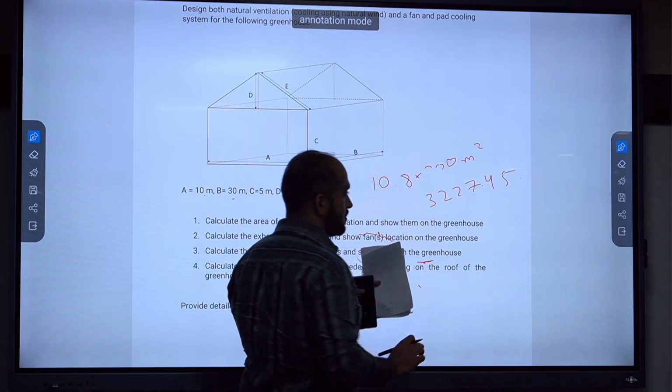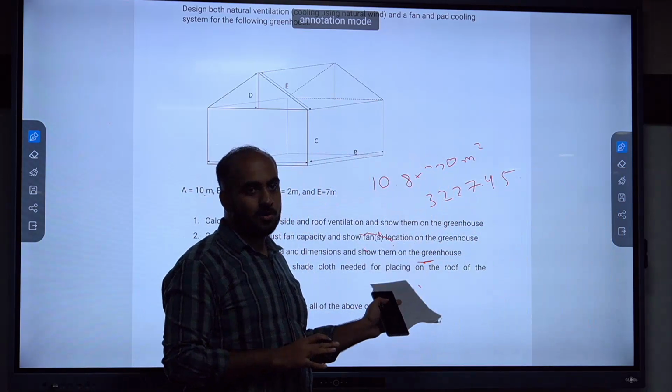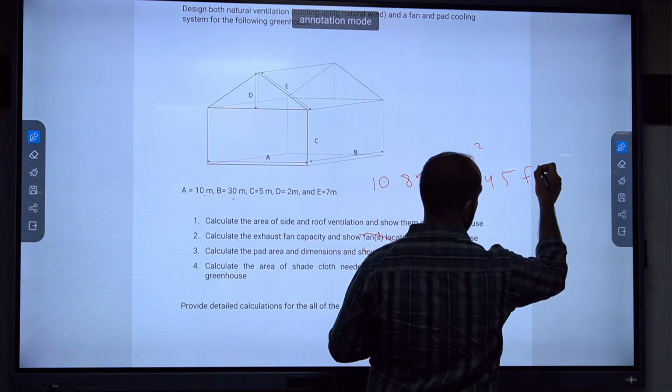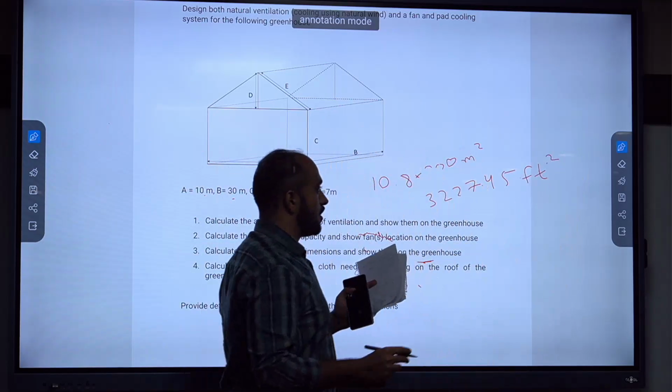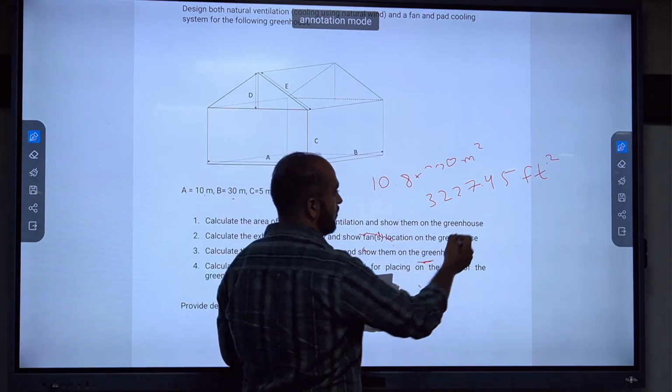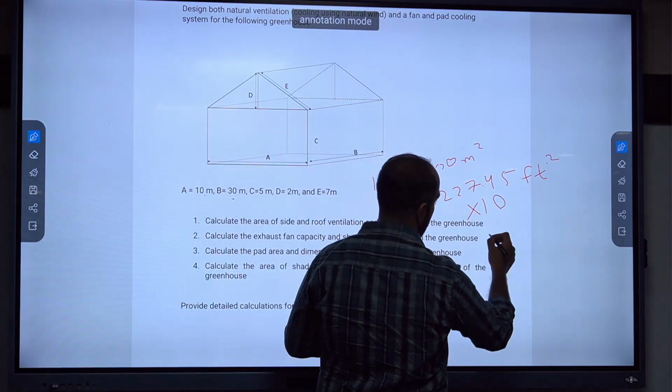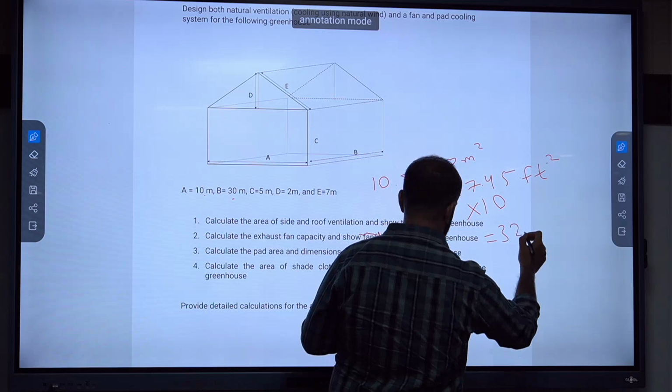3227.45. So that is the actual ground area, square feet. Put units, please. Always put units. Otherwise, people won't understand. Okay. So this was the ground area. Now when we multiply this by 10, we will get the fan capacity.